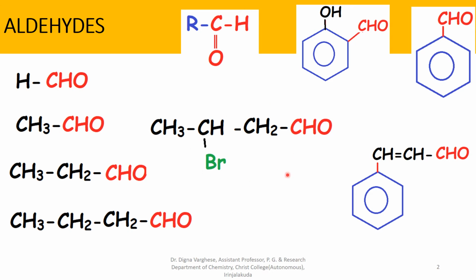Another aldehyde you can see here contains a halogen atom in the carbon chain. We can number it in this way: 1, 2, 3, and 4. So the main chain is butanal, but in the third position there is a halogen atom. Here a bromo group is attached to butanal. So it is 3-bromobutanal. Okay.